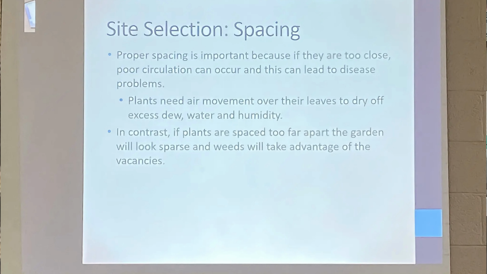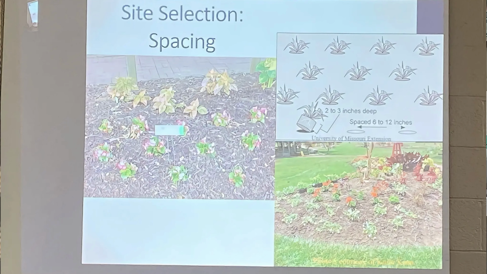Site selection, spacing. Proper spacing is important because if plants are too close, poor circulation can occur and this can lead to disease problems. Plants need air movement over their leaves to dry off excess dew, water, and humidity. In contrast, if plants are spaced too far apart, the garden will look sparse and weeds will take advantage of the vacancies. And that's kind of what you want to do, alter your planting rows to make it a little bit more natural.